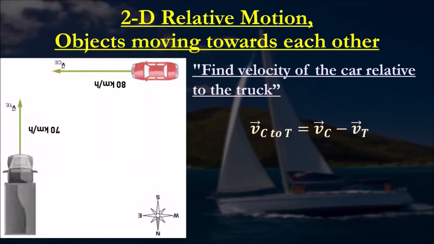Okay, something slightly different. What if we're dealing with a two-dimensional problem? Okay, so having a look, our truck is moving 70 kilometers up this way. Our car is moving 80 kilometers this way here. Okay, so how do we work out the relative velocities of this particular scenario?